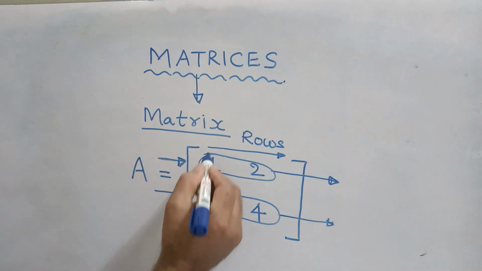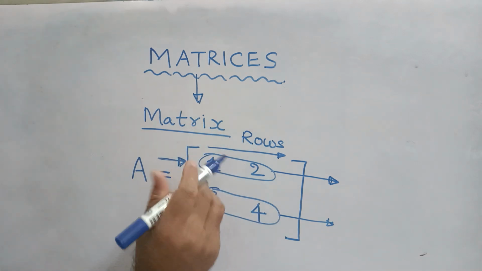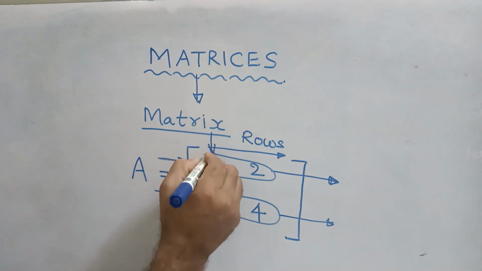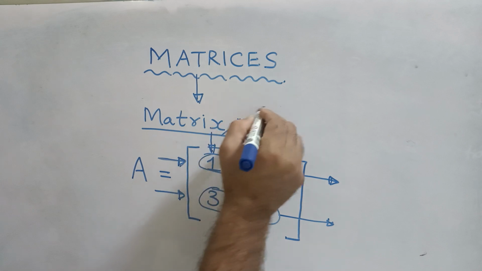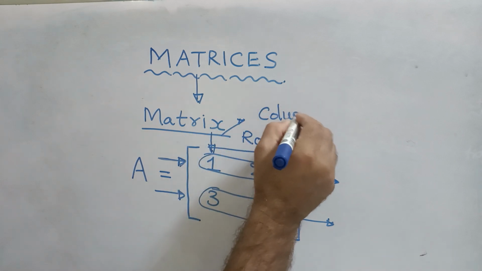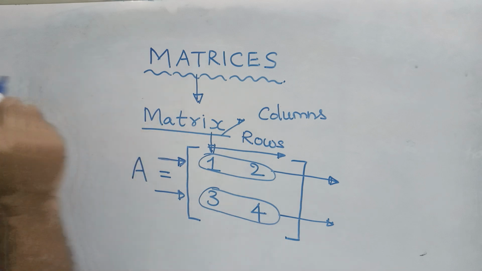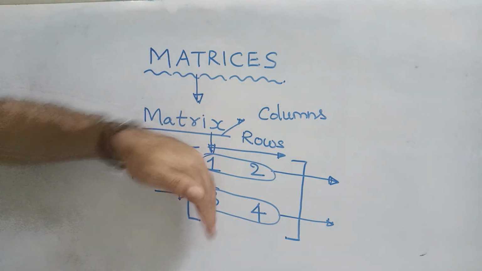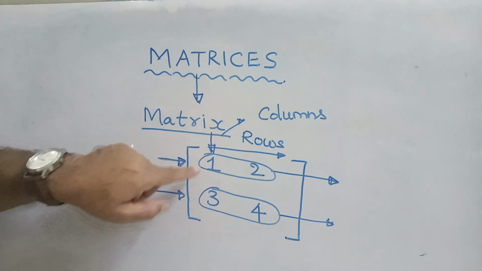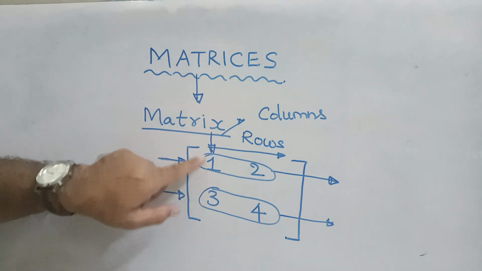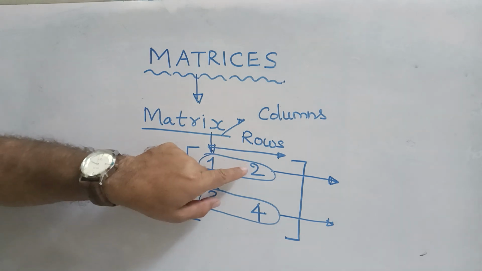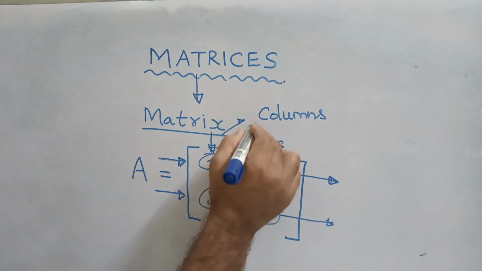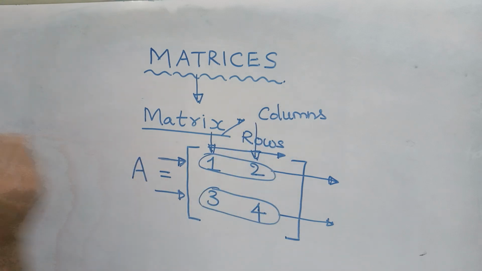Similarly, if you see the vertical, 1 and 3 is called the first column. These are the columns. So in the first column we have the elements 1 and 3, and the second column is 2 and 4. So this is the second column, which has the elements 2 and 4.